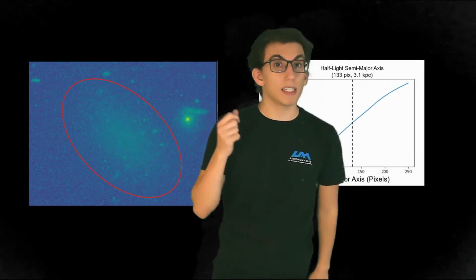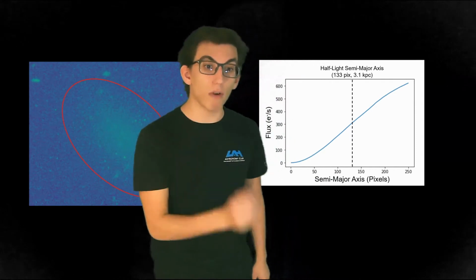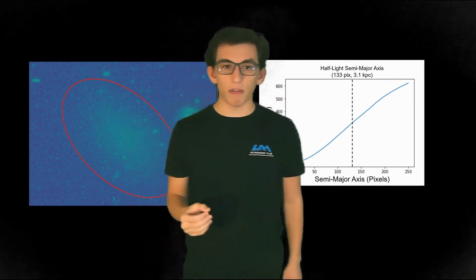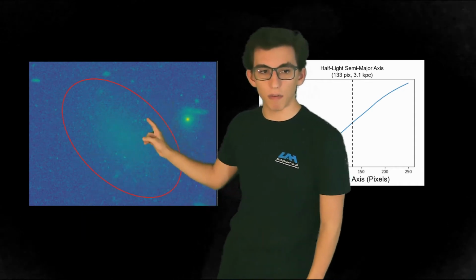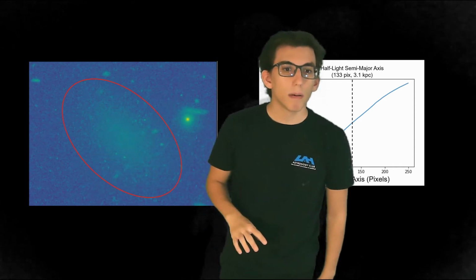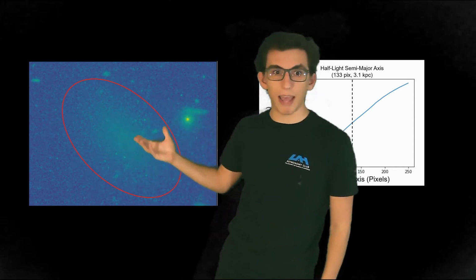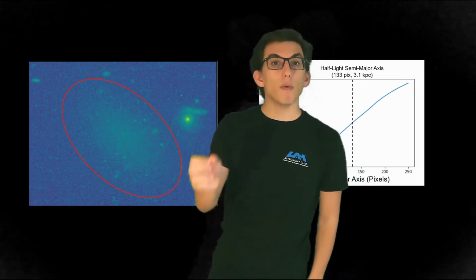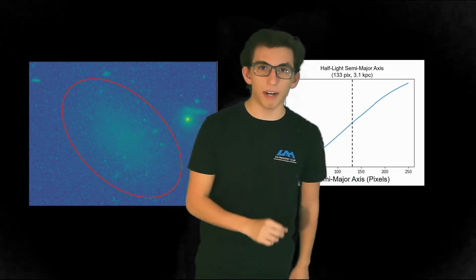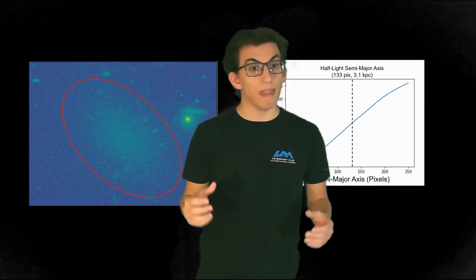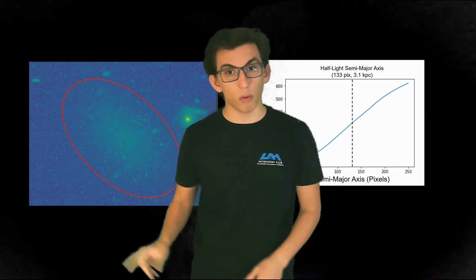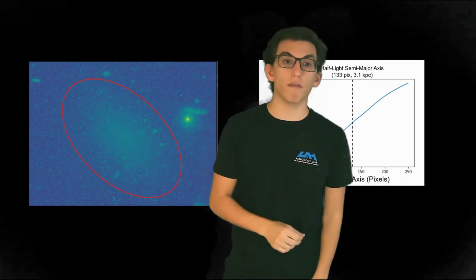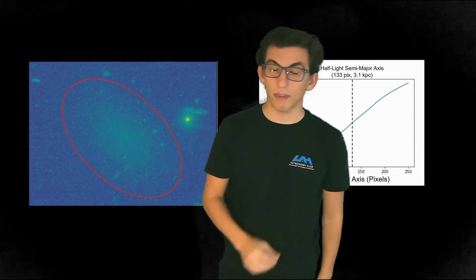Now you'll notice that is the semi-major axis, not a radius. In order to get the radius, we compute the semi-minor axis of these ellipses, based on the eccentricity and the semi-major axis, and then we take the geometric mean of the semi-minor and semi-major axes. And that is what gives us the half-light radius for DF44 of 2.4 kiloparsecs.